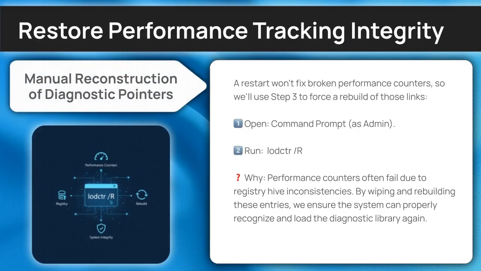A restart won't fix broken performance counters, so we'll use step 3 to force a rebuild of those links. First, open command prompt as admin. Second, you're going to type lodctr /r, then hit enter. Why are we doing this? Well, performance counters often fail due to registry hive inconsistencies. By wiping and rebuilding these entries, we ensure the system can properly recognize and load the diagnostic library again.